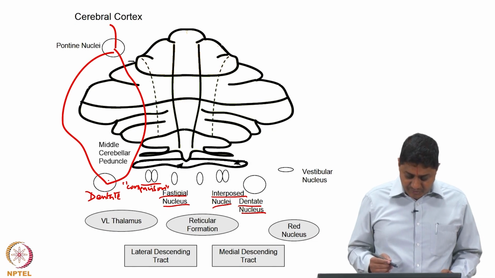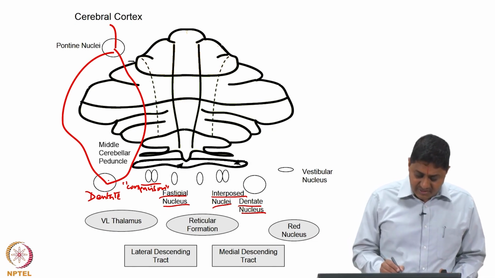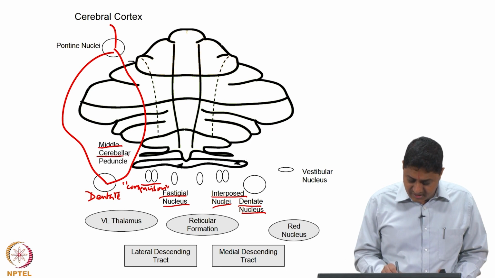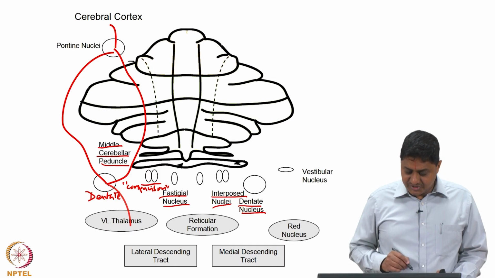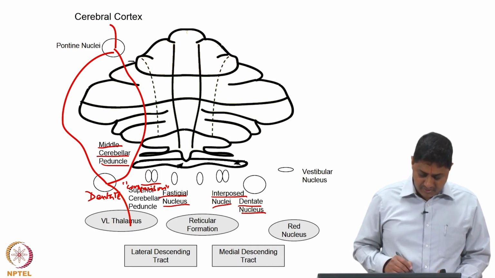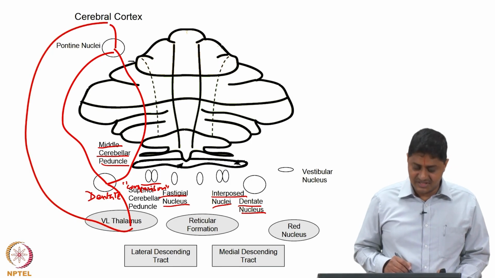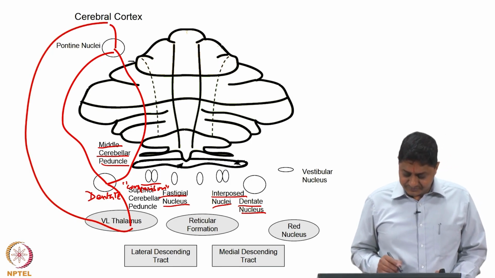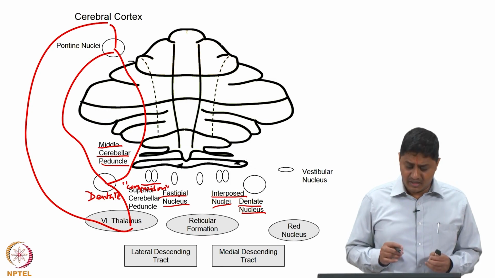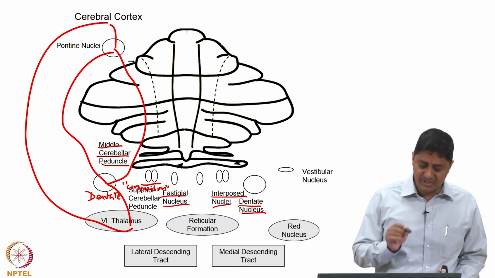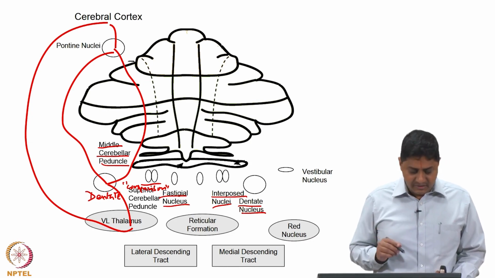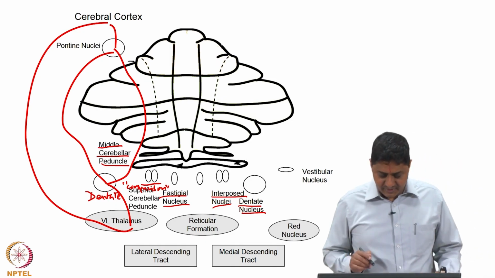This input is coming via the middle cerebellar peduncle, and from there the dentate nucleus projects to the ventrolateral thalamus, and from the ventrolateral thalamus back to the cerebral cortex, right. So, this is one of two important outputs. One is projecting back to the cerebral cortex via the ventrolateral thalamus. The other one we will discuss in a bit.